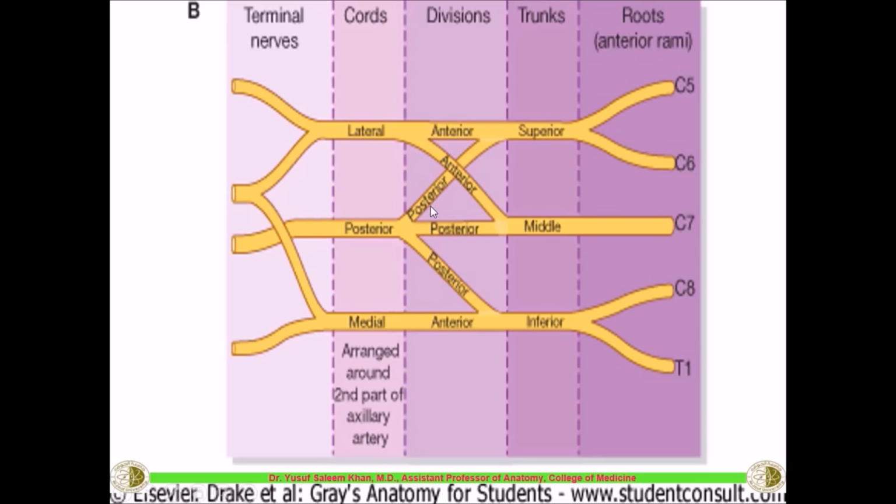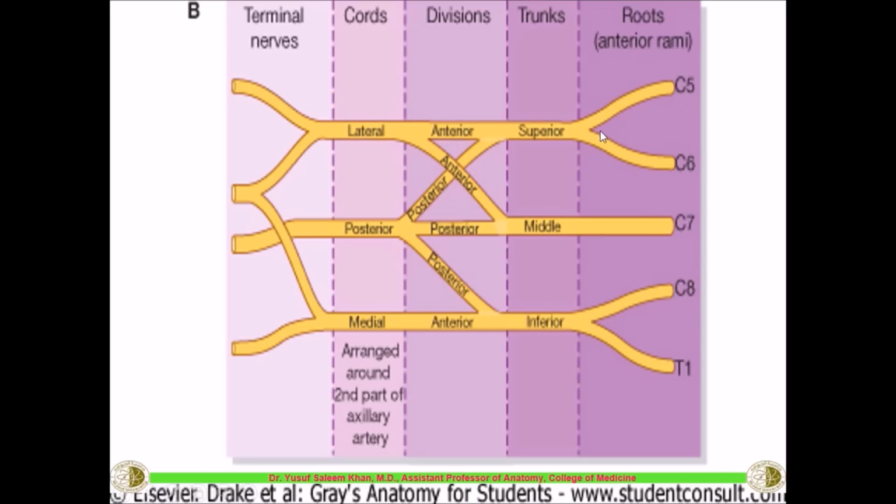The posterior division of all the three trunks, superior, middle as well as inferior division, will join to form the posterior cord. The anterior division of the inferior trunk will continue as the medial cord. So there are three cords now.